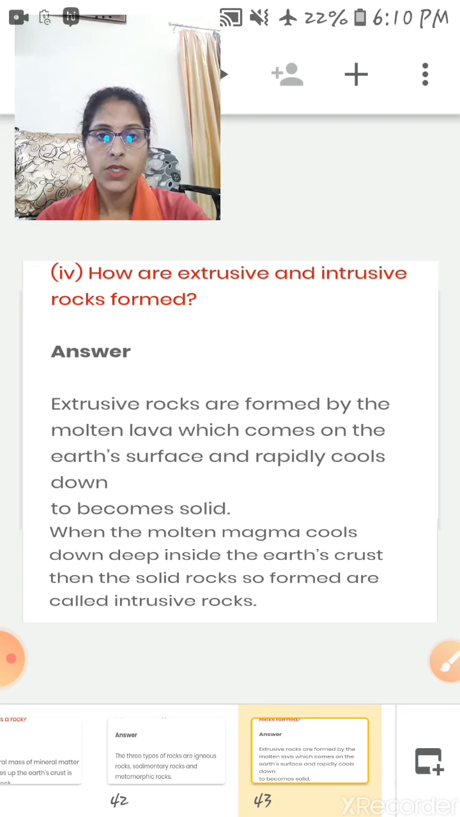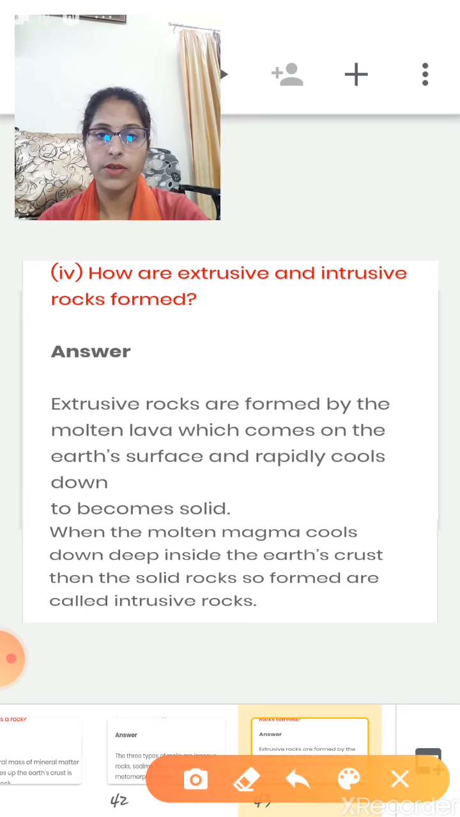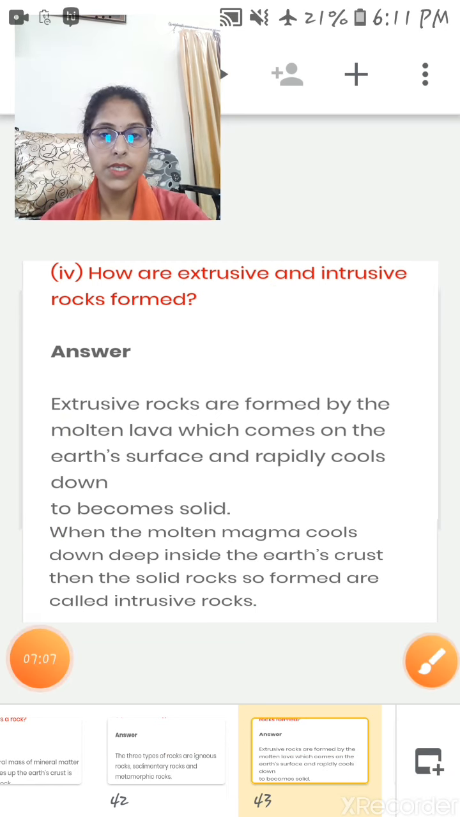Now the next question is, how are extrusive and intrusive rocks formed? Right? First, extrusive rocks. Extrusive rocks are formed by the molten lava which comes onto the earth's surface and rapidly cools down to become solid. When the molten magma cools down deep inside the earth's crust, the solid rocks so formed are called intrusive rocks. In simple words, intrusive rocks are formed inside the earth and extrusive rocks are formed on the earth's surface.